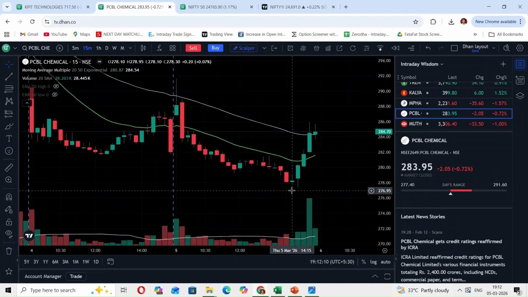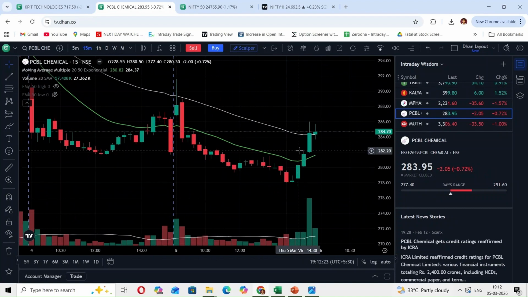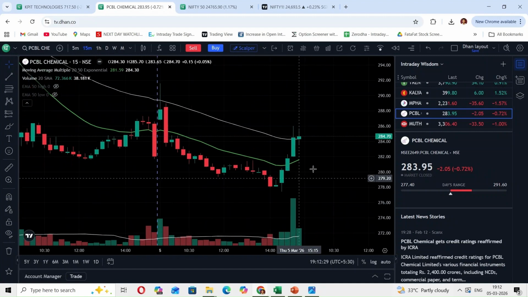I didn't get a 2R profit here, but the stock started reversing and it closed above the 20 MA in this particular candle. So I just shifted my original stop loss to the high of this candle. So I closed this trade at a small loss at the end of the day.